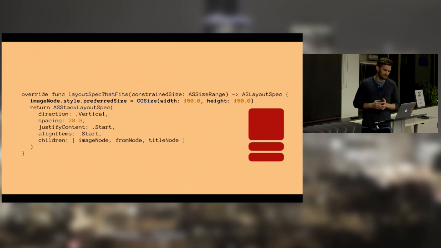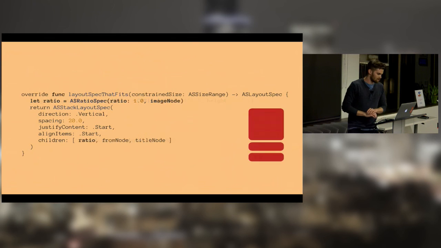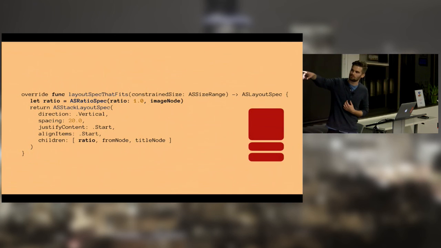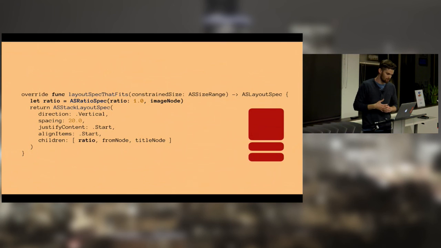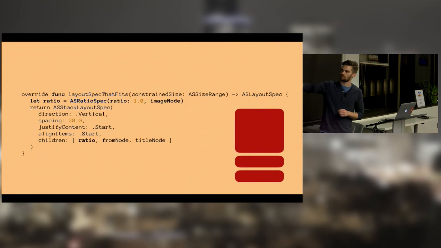Layout specs and display nodes have a style property that provides a context object to help determine the size during the layout process. This implementation works well for 150 by 150, but what we really need is an image that spans any constraint size that's given. So here we introduce the ratio spec. The ratio spec takes a ratio, which is the width divided by the height, and it sizes the child. Here the image node is the child of the ratio spec. So in the case of the pin node, if I change the constraint size, the image would continue to be a square.